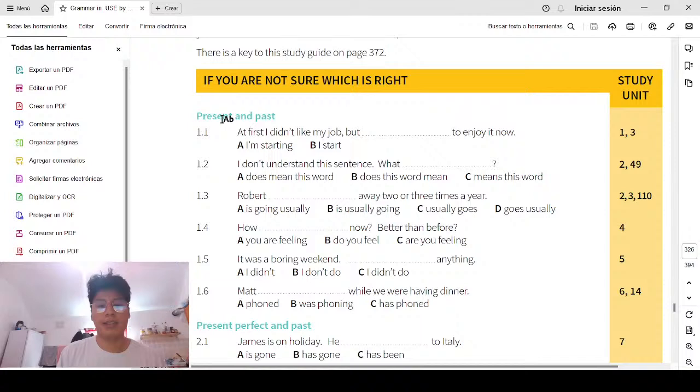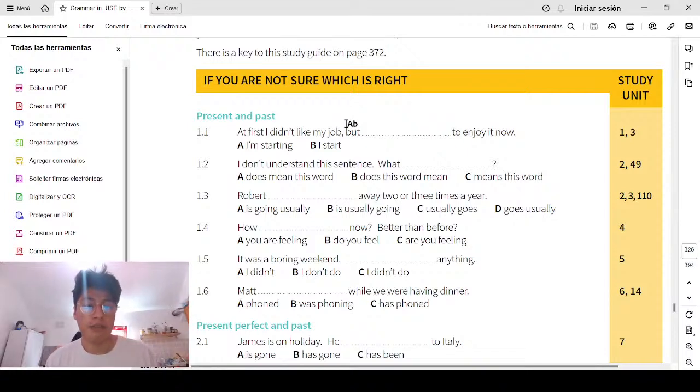Present and past. So I'm going to read each sentence with each option, and we're going to try to find the fitting answer. So: at first I didn't like my job, but I'm starting to enjoy it now.